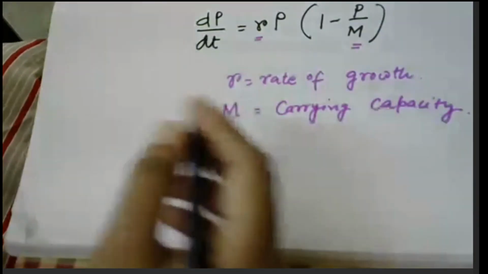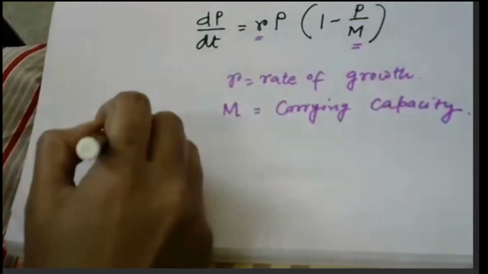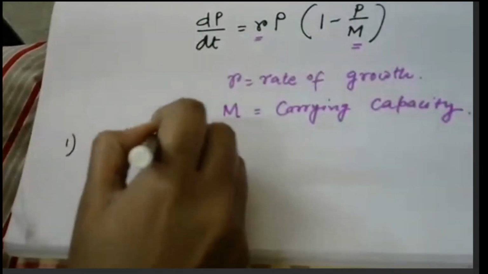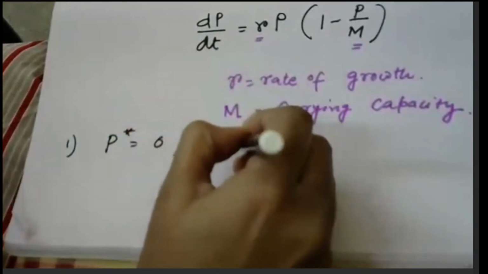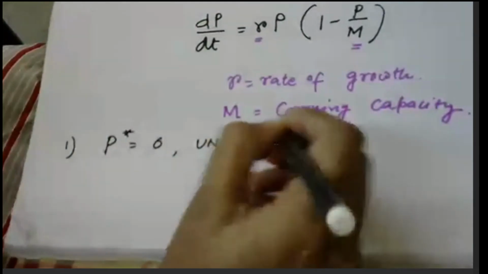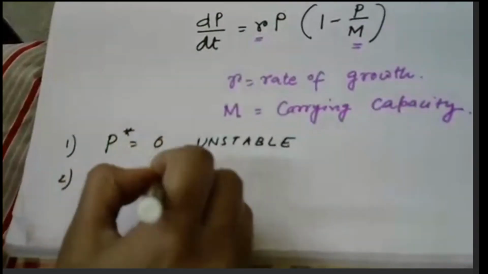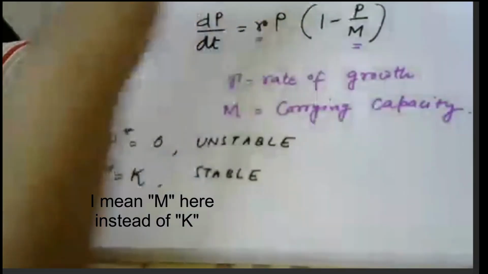Now if I discuss the solutions, we have two solutions. One stable point we got as 0, and 0 was unstable. All of you got that 0 is unstable, right? Similarly, P star equal to K was a stable point, right?